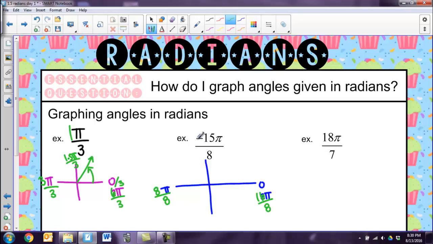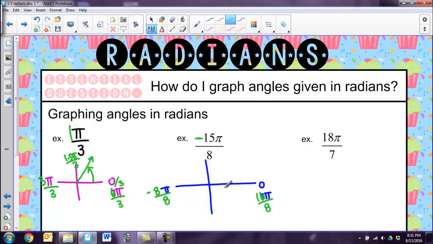Now the only tricky part about this one is that there's a negative sign in the front. And remember, all that means is instead of going counterclockwise, we're going to go clockwise. So you can just think about this as negative pi over 8, etc., 8 pi over 8, and all of that.